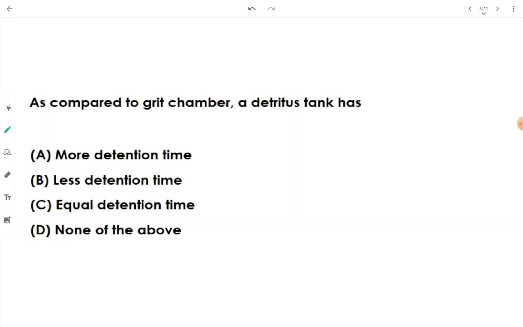Then, as compared to a grit chamber, a detritus tank has, see, when we are talking about a detritus tank, it is used for removal of finer particles that a grit chamber cannot remove. And that's why it has more detention time. When you are aiming for removal of finer particles than a grit chamber removes, you have to provide more detention time, and the wastewater inflow rate in a detritus tank will be less, with less velocity. It has more detention time, less inflow velocity. Therefore we are going to tick option A, which is the correct one, more detention time.